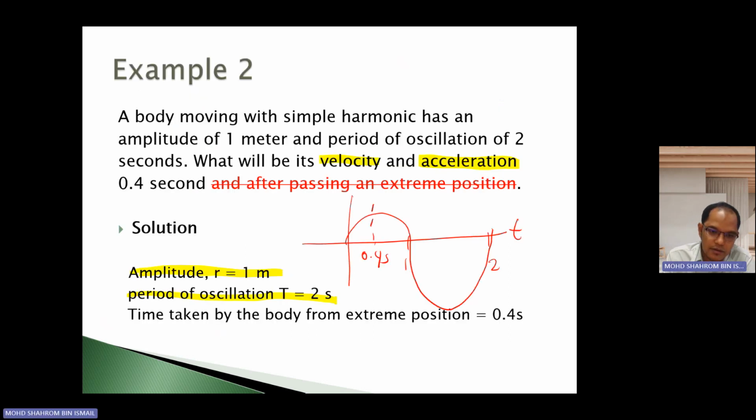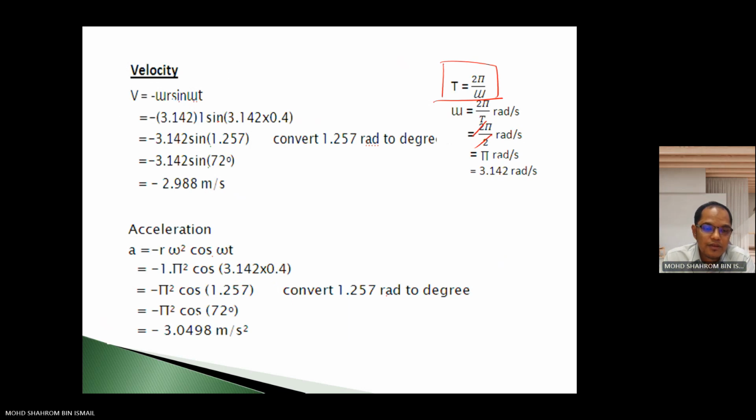We know r is 1 meter, as stated here. Then sin of pi multiplied by omega multiplied by t. We know omega is pi. So when everything is here, of course you need to convert sin omega t from radians to degrees. Okay, so you just equate it out, then you get about 3 meters per second, 2.988, for the velocity.